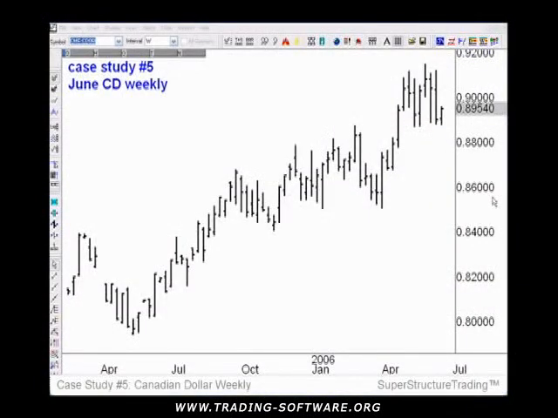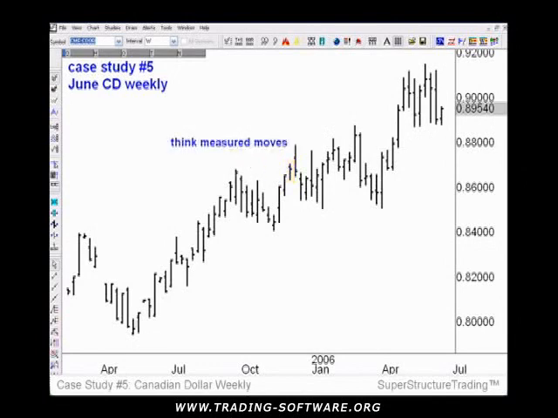Case study number 5, the June Canadian dollar weekly chart. Now let's focus on that particular bar there. Why? Because it breaks above this pivot high.